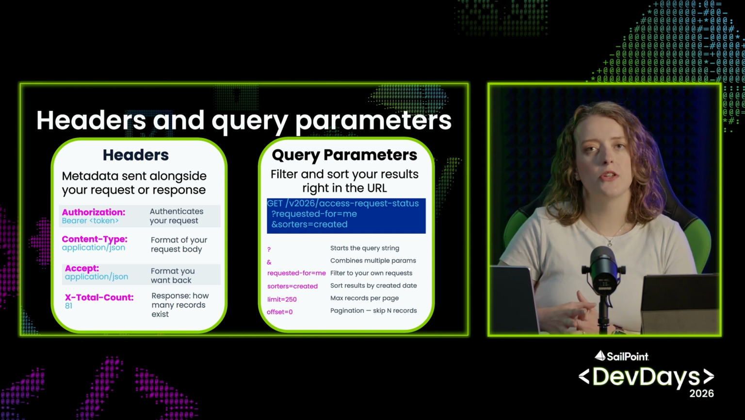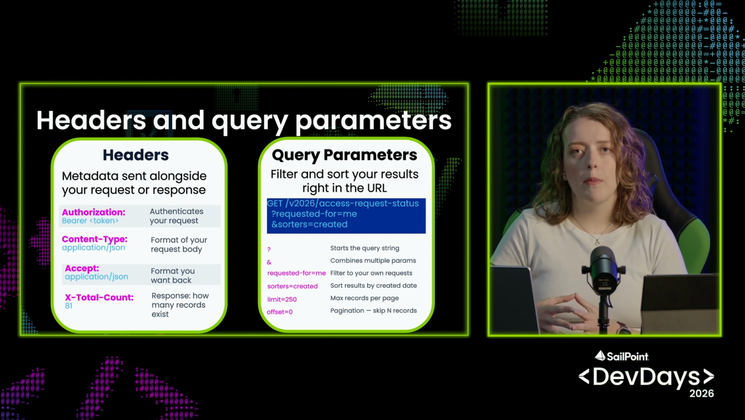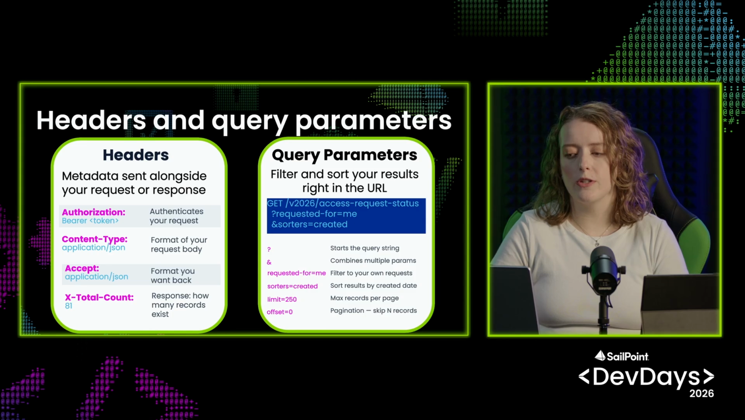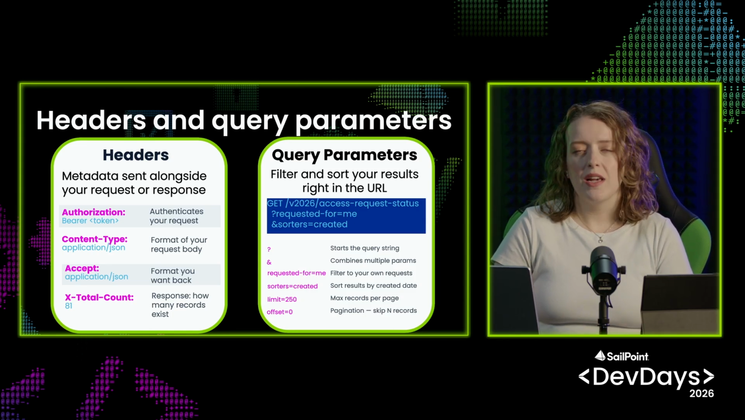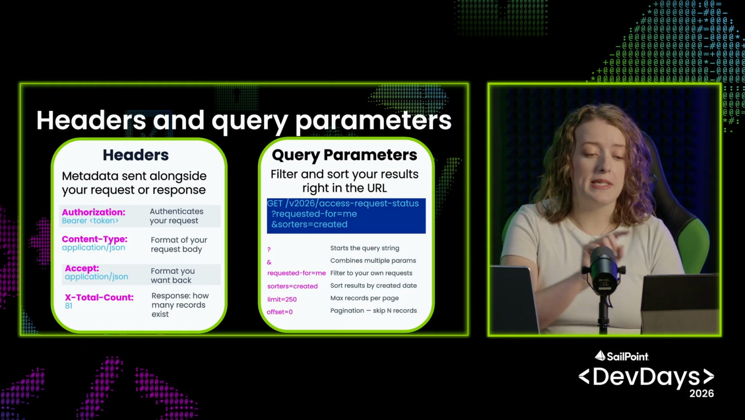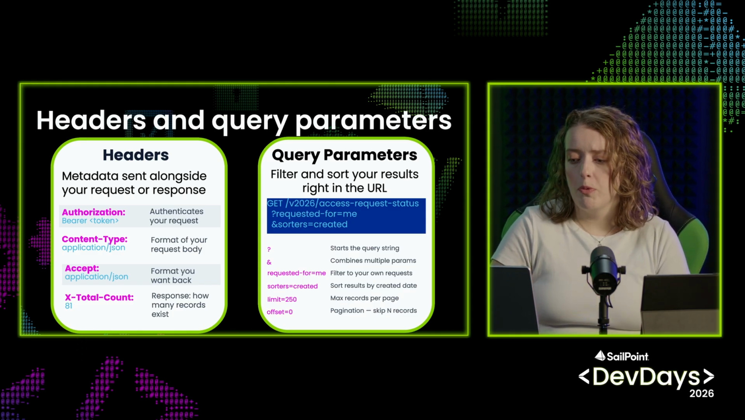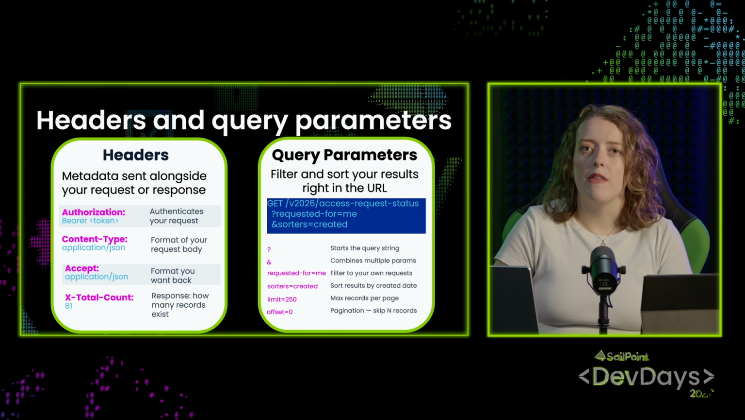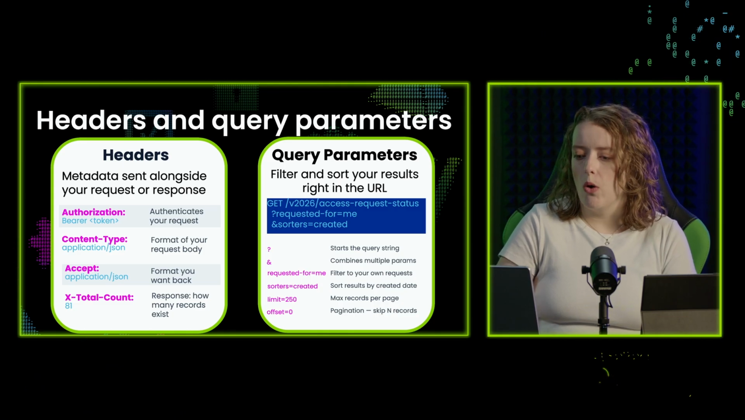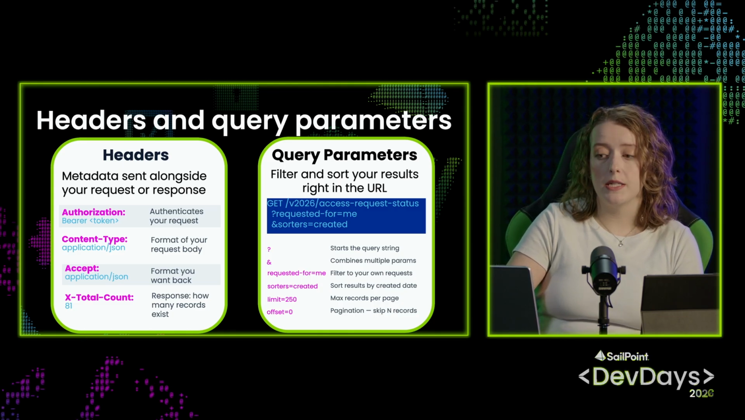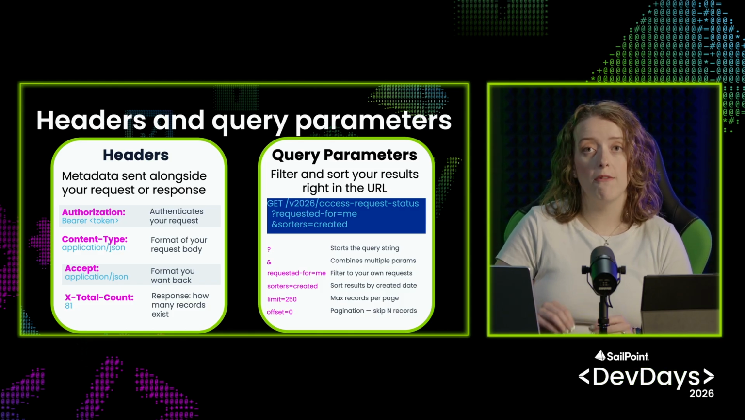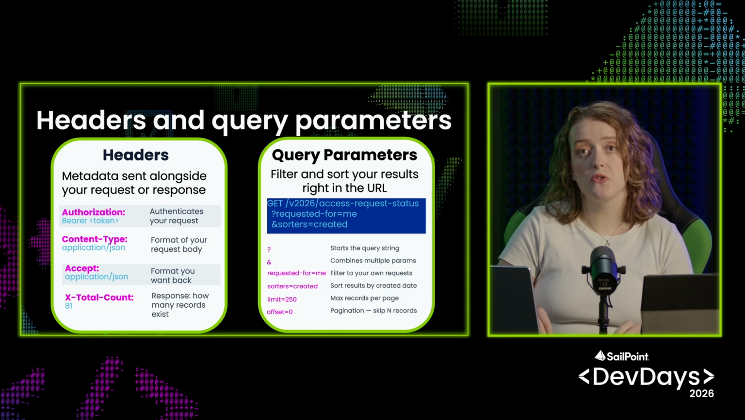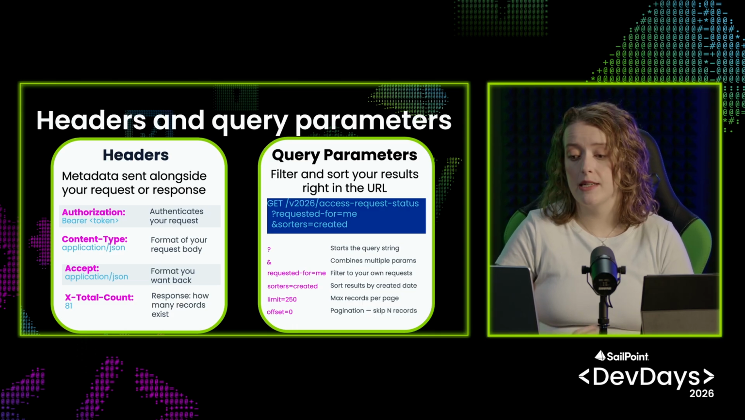Now, let's move on to query parameters. Query parameters let you filter and sort your results right in the URL. They come after that question mark, as you can see in that blue box. Multiple parameters are also joined with the ampersand. So the GET request in this blue box means give me an access request status, but only for me, and I want it sorted by the created date.